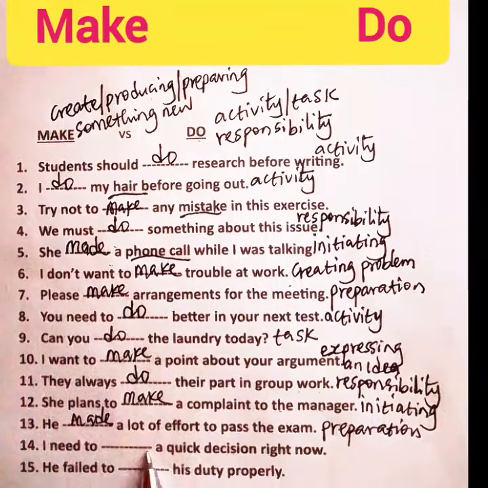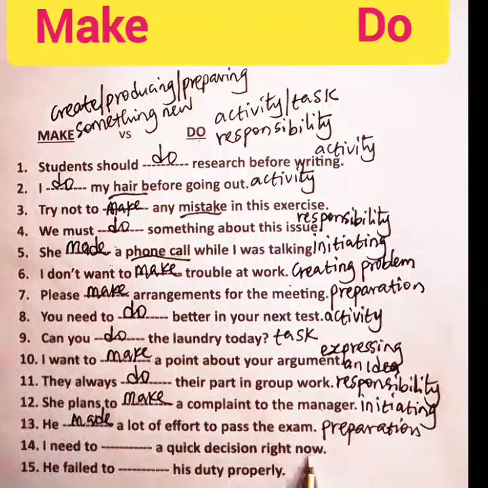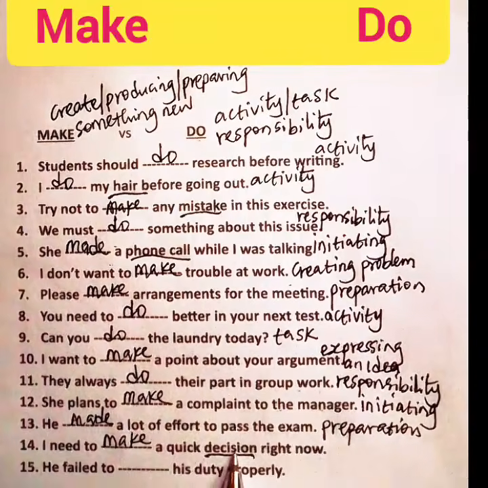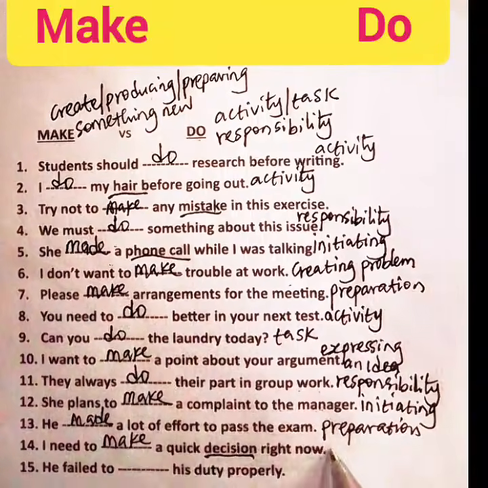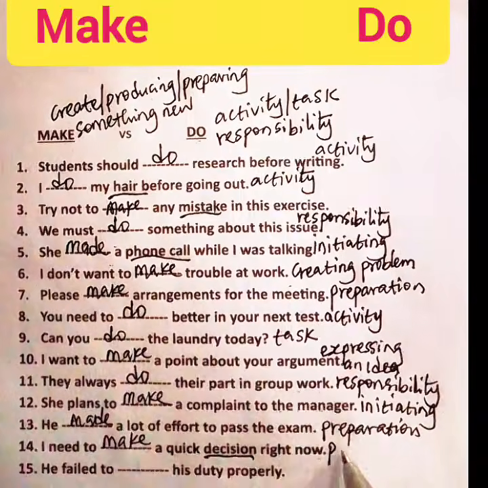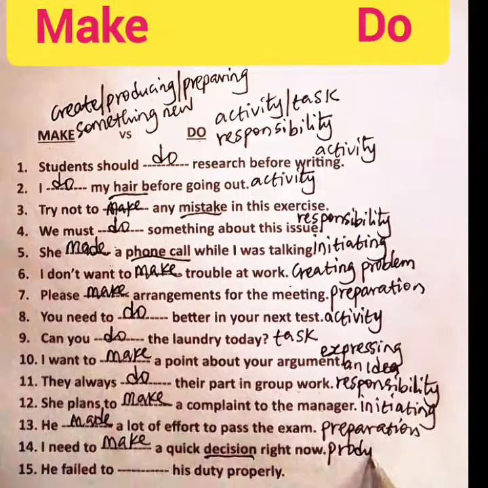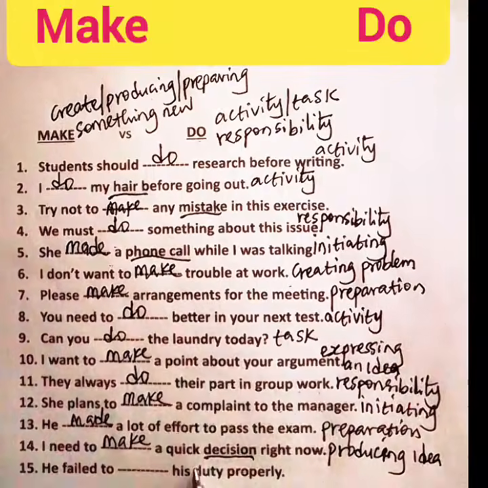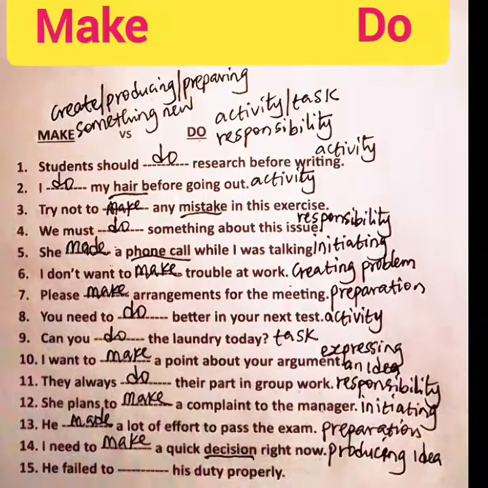14. I need to blank a quick decision right now. When you're talking about the word decision, you must use make. We don't do decision. It is not a task. Okay? When you make a decision, you produce something new. You produce an idea that will help you to take the right step. Okay? So here you are producing an idea. I need to make a quick decision right now.